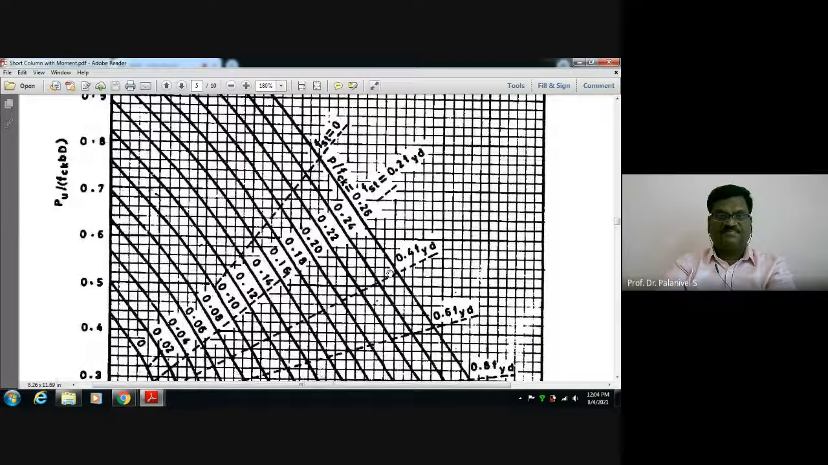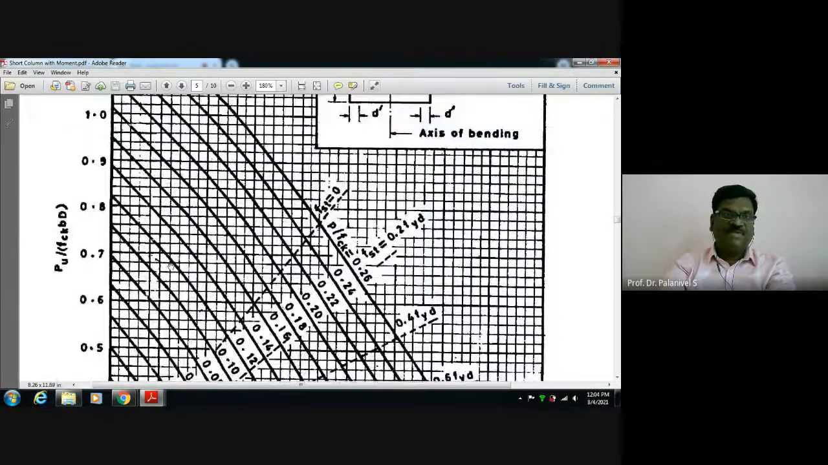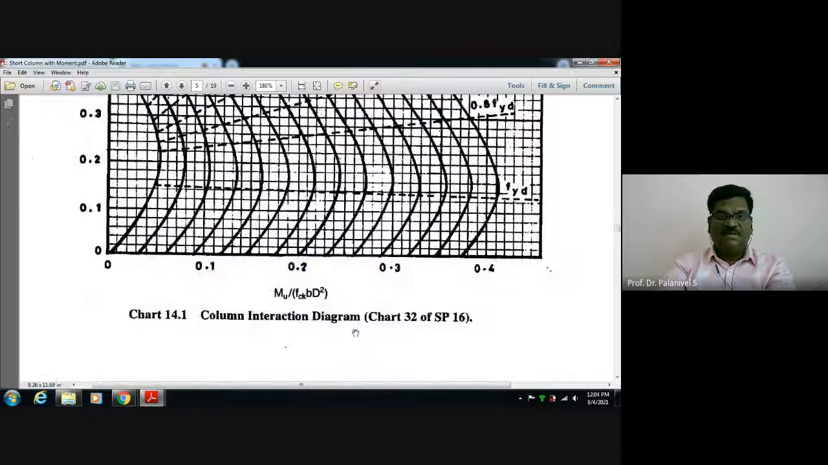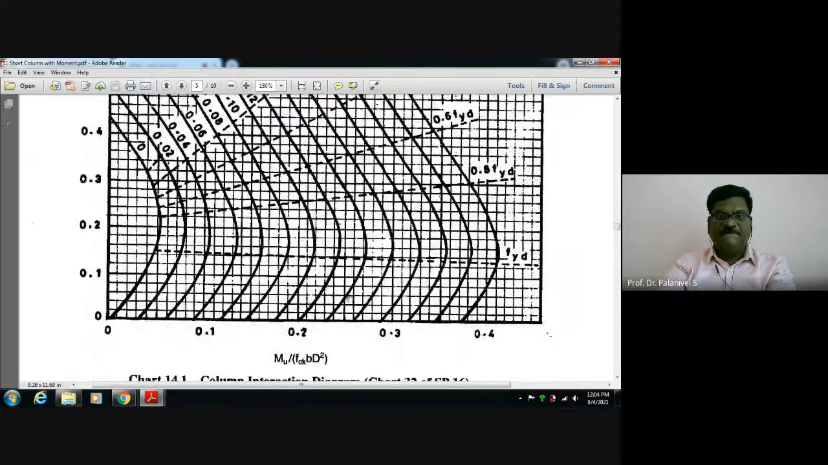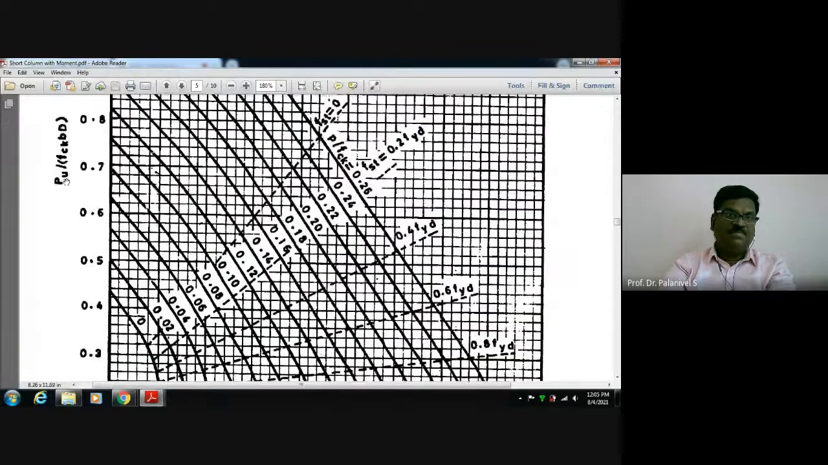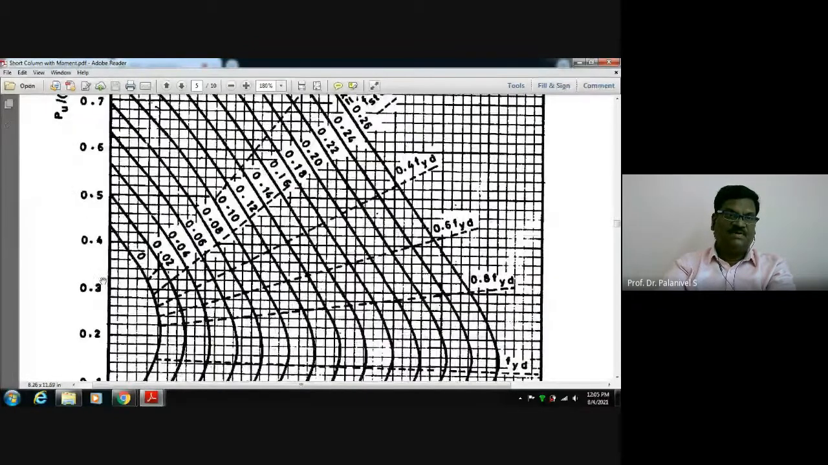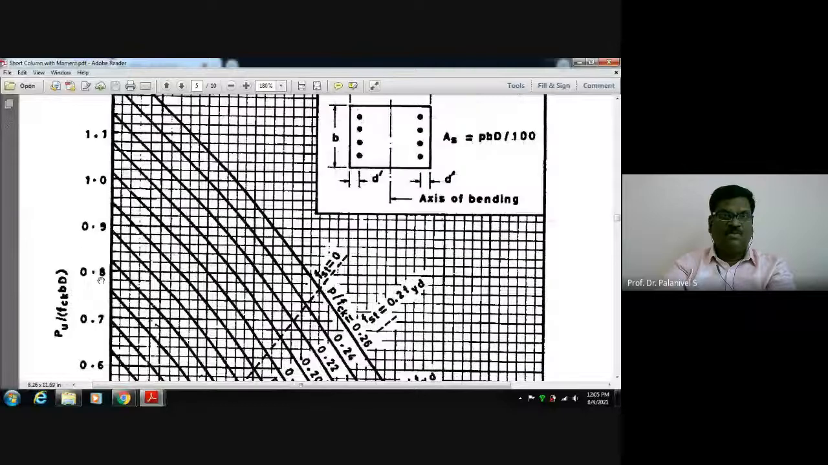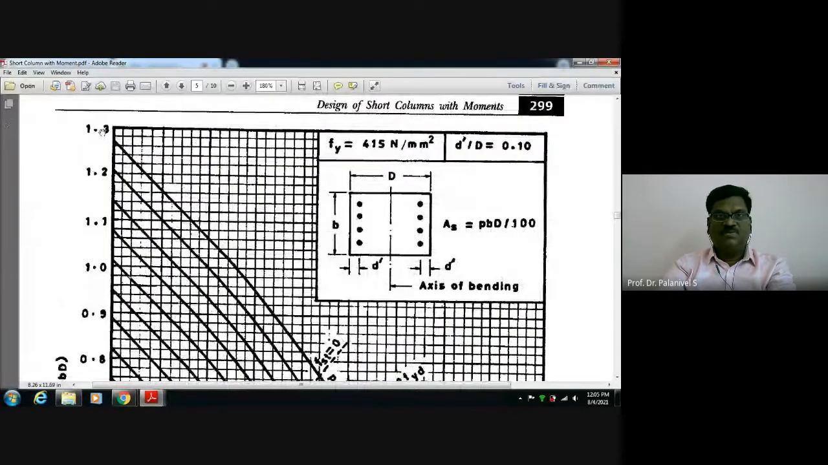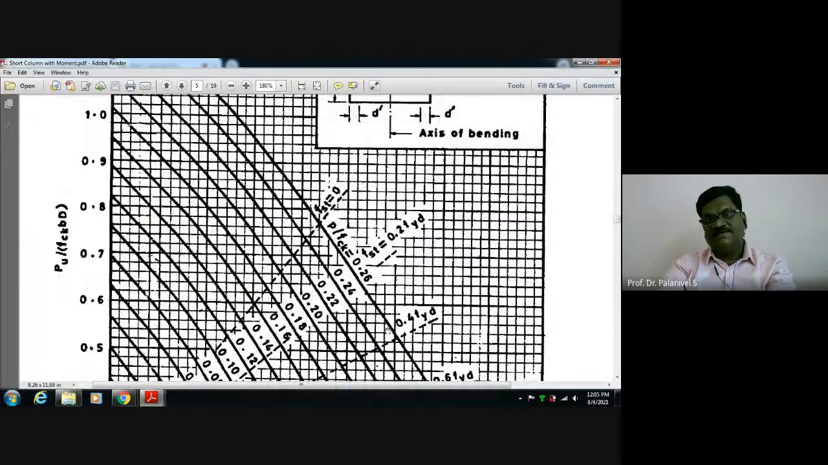This is the curve. In this curve, see here, Pu by fck BD and Mu by fck BD squared values are given. On one axis, the values 0.1, 0.2, 0.3, 0.4 are given, and Pu by fck BD values are given from 0.1 to 1.1, even 1.3. Up to that it is given. And on this chart there are not just a single curve but so many curves.